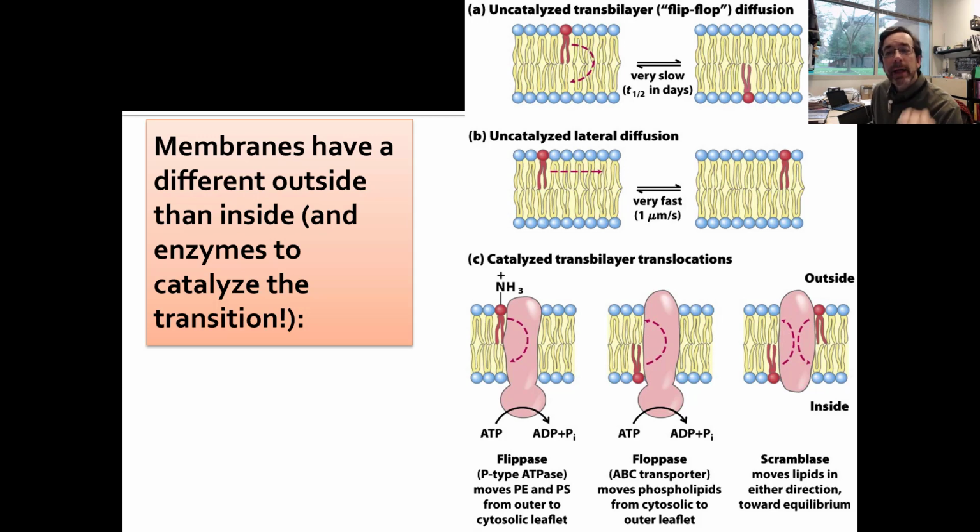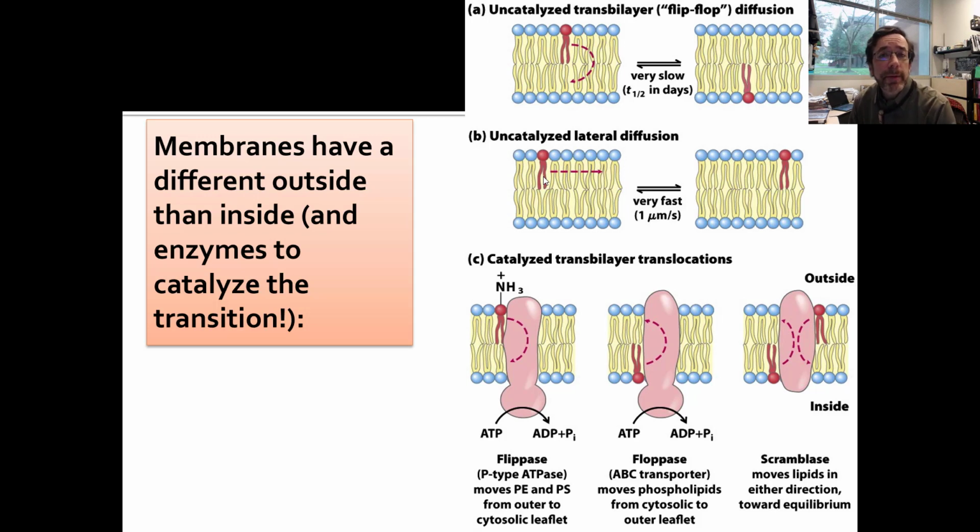On the other hand, lateral diffusion, shown in part B, where the lipid is just moving from side to side within the same leaflet, is very fast. A lipid can move like a micrometer per second. That means a lipid can move all the way around the cell if it really wants to. So moving side to side is real easy. Moving top to bottom, real hard.